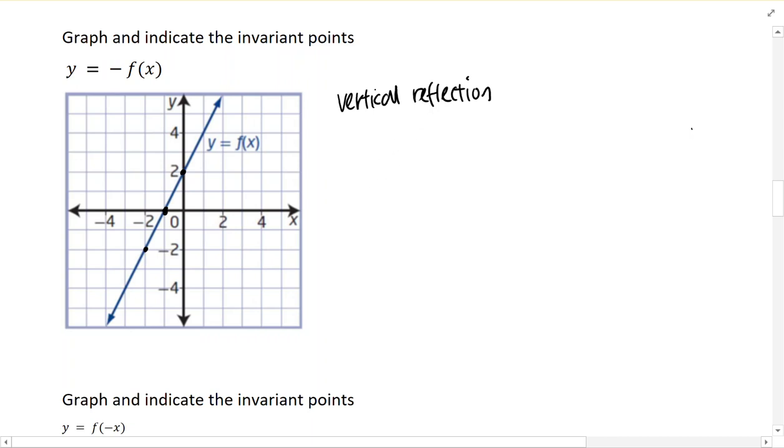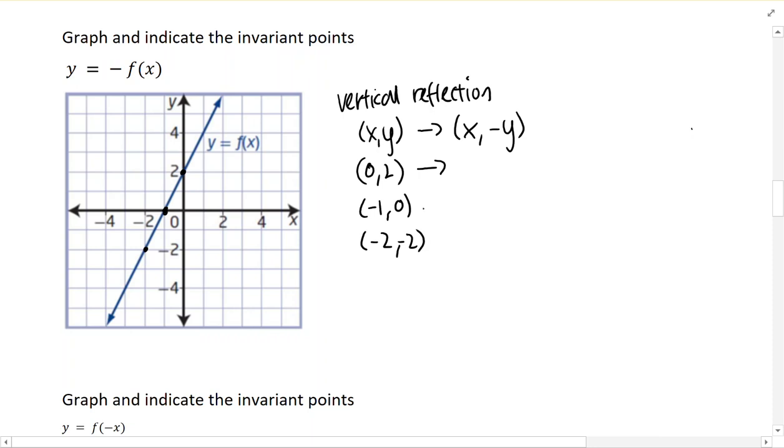Actually, let me just show the mapping from the beginning. So x, y, since it's vertical, x remains the same, y will be flipped. So it's 0, 2, 0, negative... oops, goodness, what am I writing here? Negative 1, 0, and negative 2, negative 2. If you move these over, you will have 0, negative 2, negative 1, 0, negative 2, 2.